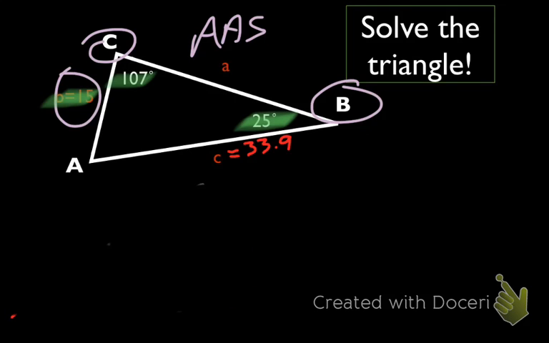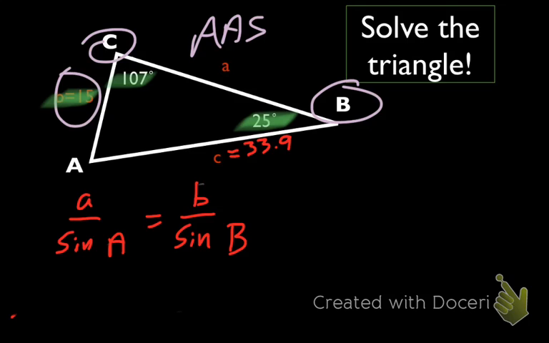So if I'm looking for side A, I'm going to use little a divided by sine of A equals, I'm going to use big B and little b again, so I'll take little b divided by sine of B, since that's what I already know, it's what I was given. So I'm going to plug everything in. Little a divided by sine of, what is angle A? 48, good. So that's 48 degrees.